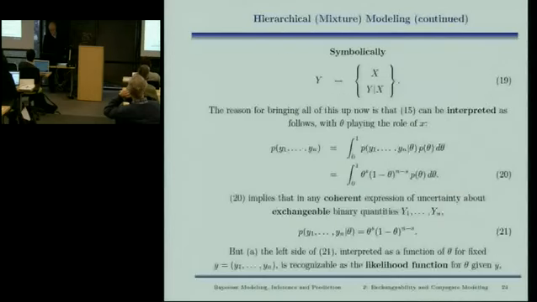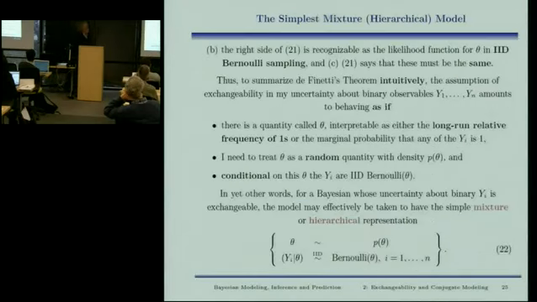And I want to point out to you that essentially that predictive distribution I showed you a minute ago is equivalent to the following story. This is a kind of intuitive takeaway message of what De Finetti's theorem says. It says, if you are going to try to behave in a logically internally consistent fashion when you've got binary observables and your uncertainty about them is exchangeable, then you have to behave as if, firstly, there's a quantity called theta, interpretable as either the long-run relative frequency of 1s or the marginal probability that any of the single y's would be 1. You need to treat theta as a random quantity having a density, p of theta, and then conditional on this theta, the y's are IID Bernoulli theta.